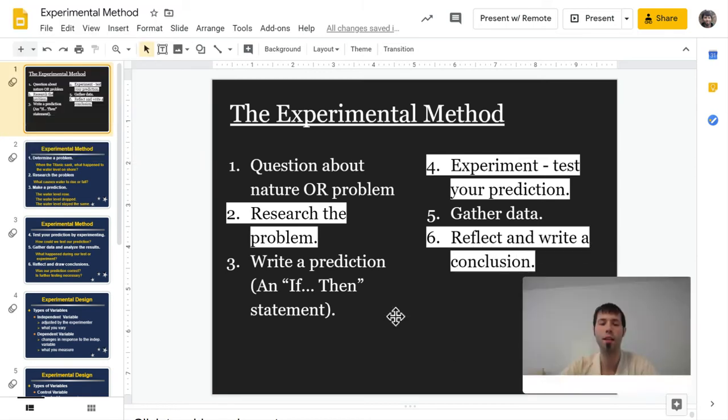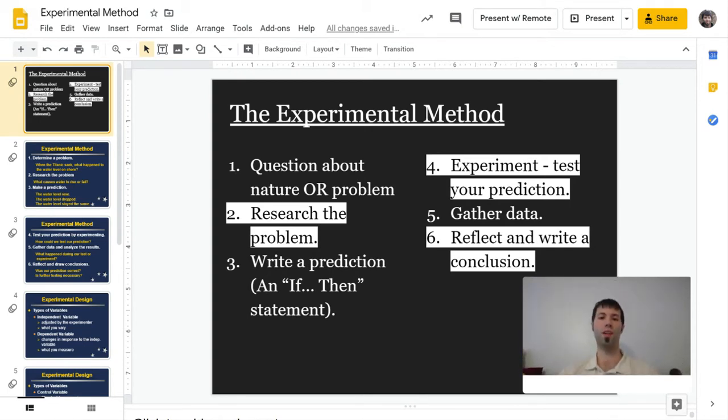Hello, science class. I'm going to talk about the experimental method. You might remember that in science class previously, you learned about the scientific method. The scientific method is a really general process, but I'm going to talk about the experimental method, which is what a lot of people actually call the scientific method. So it's confusing. I call it the experimental method. It's just really how science works.